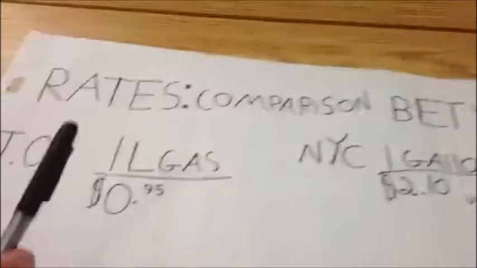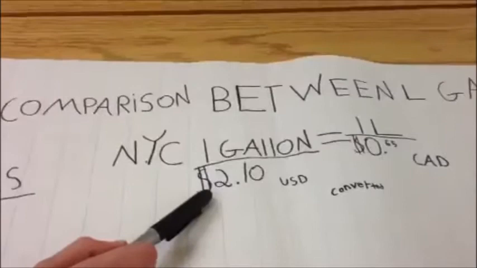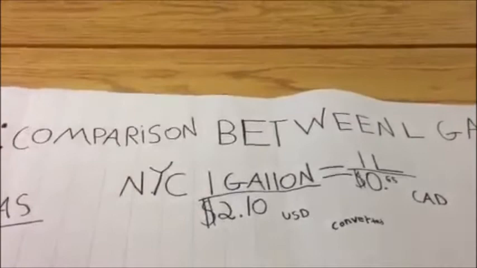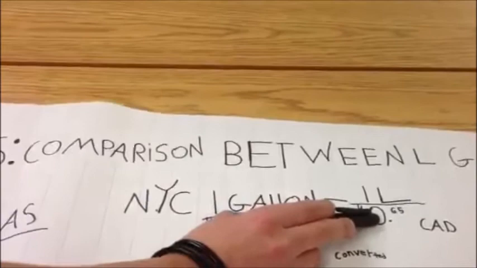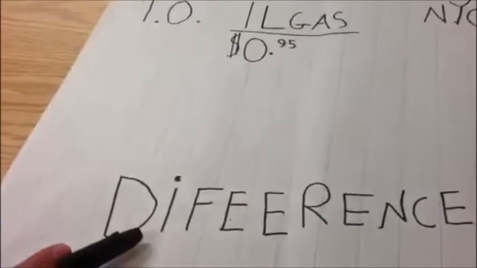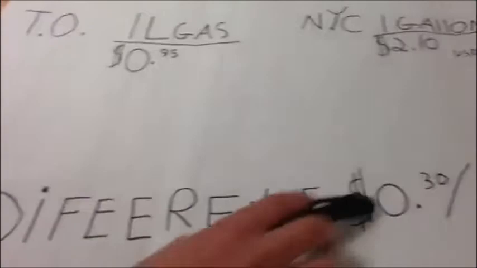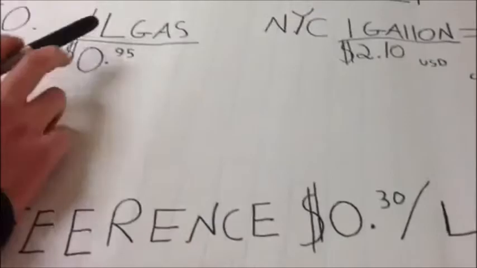In Toronto, a liter of gas today is 95 cents a liter. And in New York, a gallon of gas is $2.10, and if we convert that, a liter of gas will be 65 cents, in Canadian dollars. So here we did the difference between the gas price in Toronto and New York. The difference between them is 30 cents, because the gas price in Toronto is higher and New York is lower.